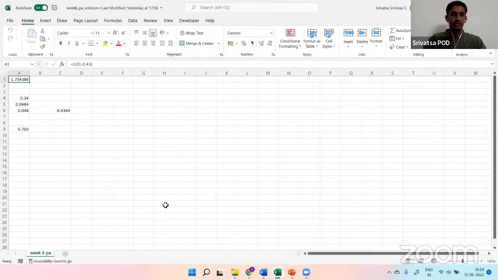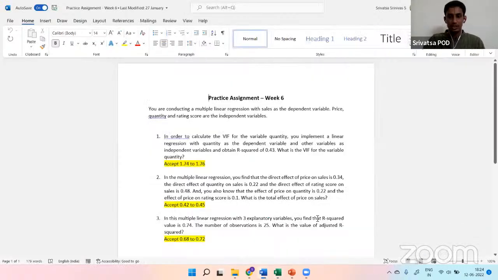So we have the direct effect of price on sales to be 0.34, and the indirect effect being 0.22. The first 0.22 is the effect of quantity on sales. Now the price also impacts quantity, which is another 0.22. So you multiply 0.22 by 0.22.